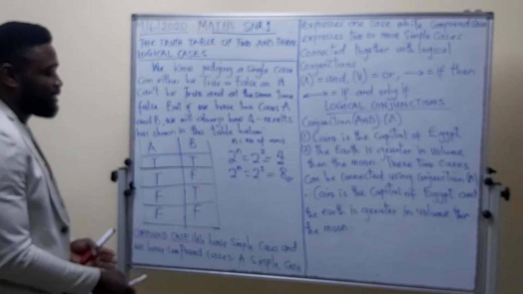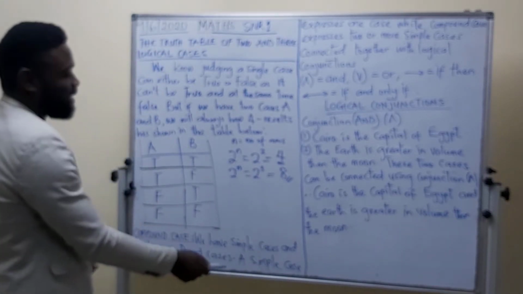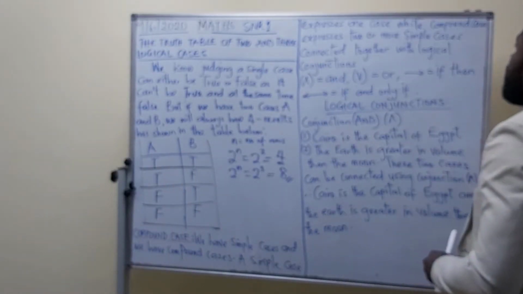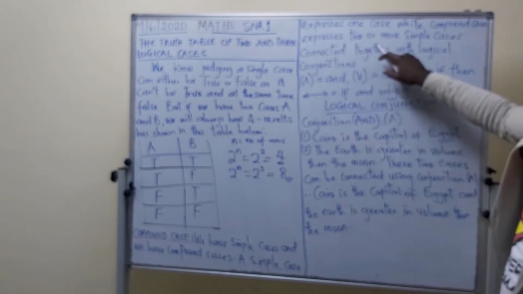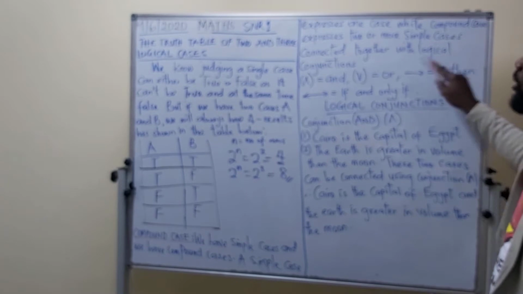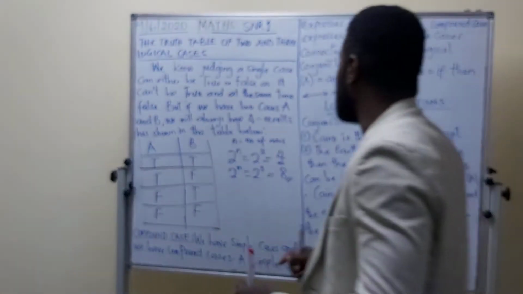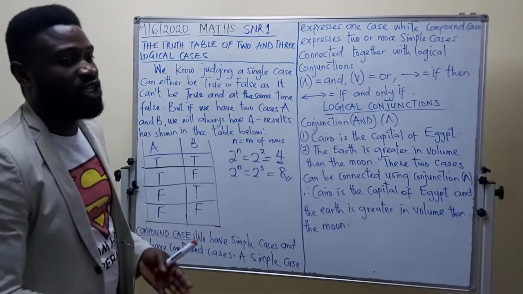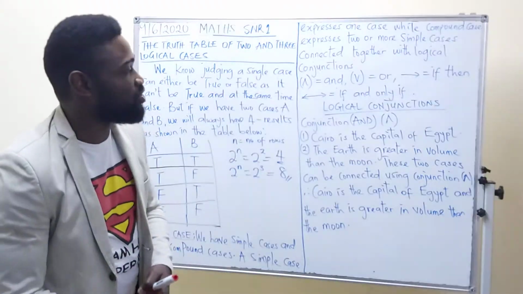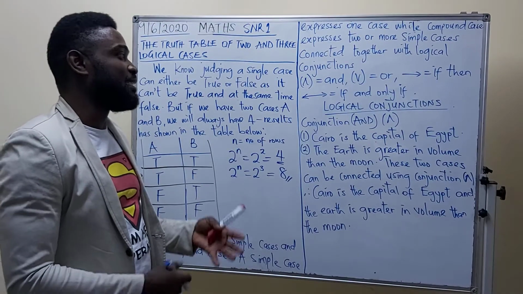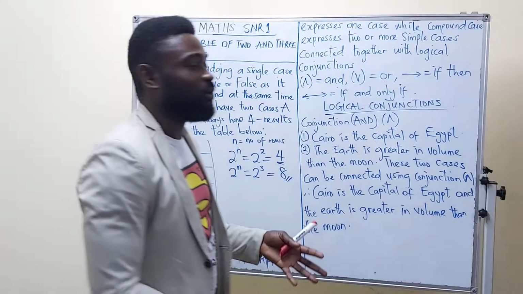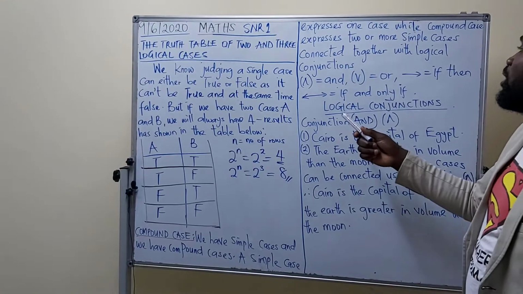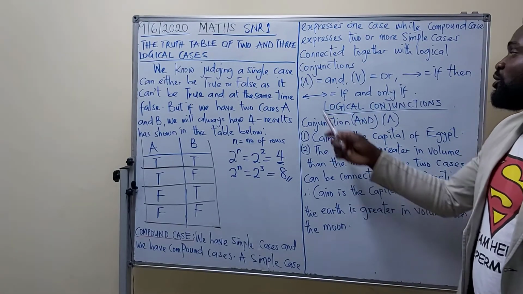So now, going to compound case. We have simple cases and we have compound cases. A simple case expresses one case, while a compound case expresses 2 or more simple cases connected together with logical conjunctions. In English, conjunctions are words that bring sentences together, like and, or, if then, and if and only if. For all these logical conjunctions, we have different symbols to represent them.